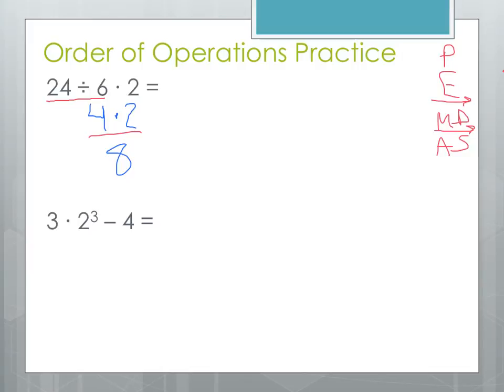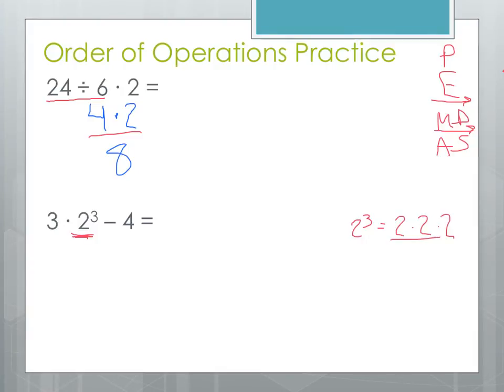Our next example is 3 times 2 to the third power minus 4. Looking over at our order of operations, there are no parentheses to do, so the first thing we're going to do is our exponent, 2 to the third power, right here. I'm going to do that off to the side just so we can get a little more practice with exponents. 2 to the third power is going to be 2 times 2 times 2, that's 2 three times.